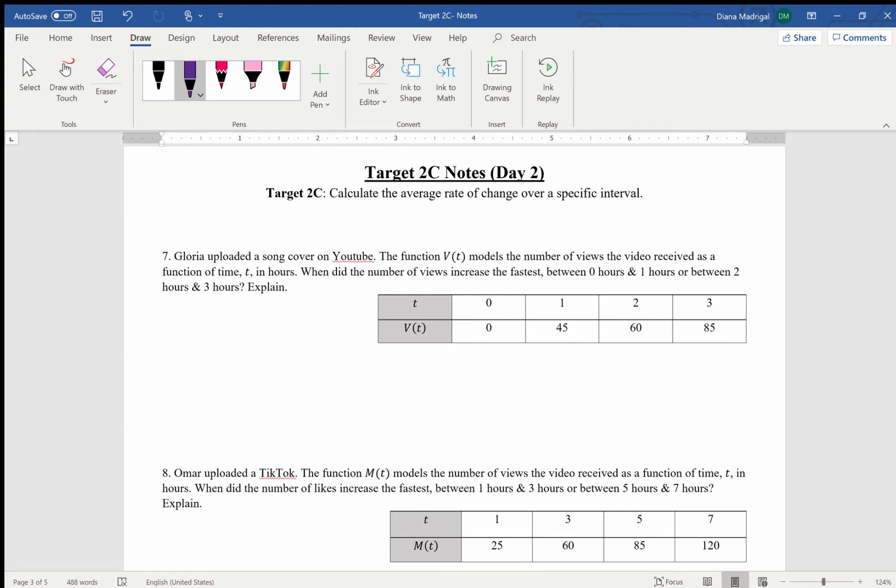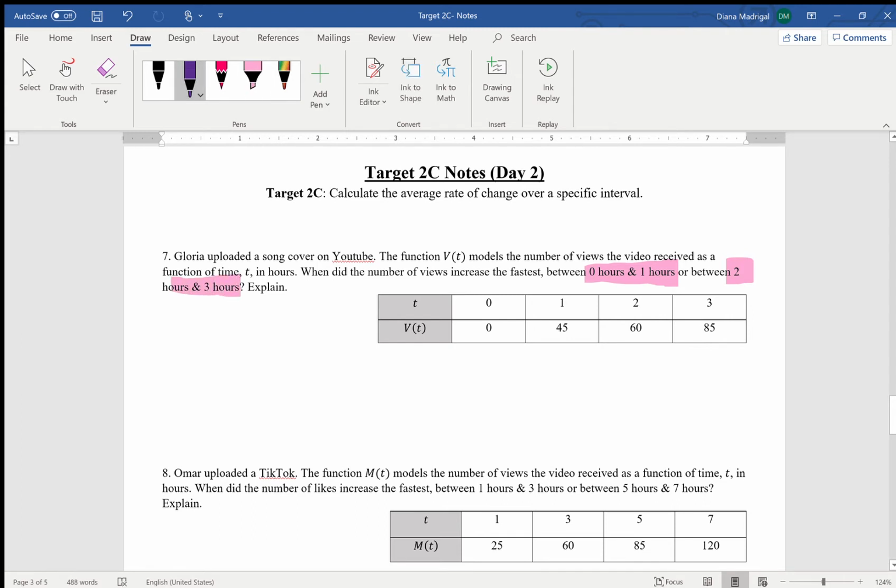The good thing is that day 2 notes are actually easy, okay? And we're not really doing much. We just have to really understand the problems and write our answers, okay? So for number 7, it says Gloria uploaded a song cover on YouTube. The function v of t models the number of views the video received as a function of time, t in hours. When did the number of views increase the fastest? Between 0 and 1 or between 2 and 3 hours? And explain.